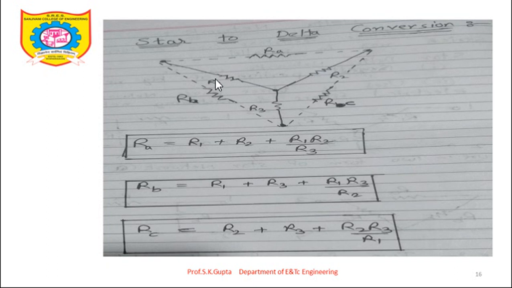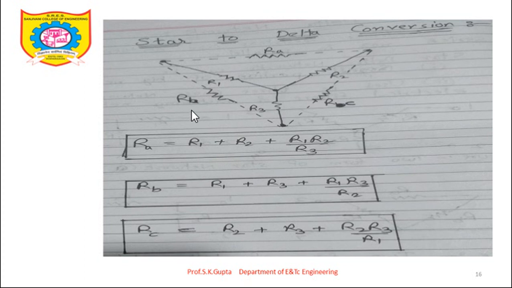Now first of all we will calculate the value of RA. So RA calculation is also simple. Near to RA, you can see we have R1 here, R2 here. So add these two, R1 plus R2 plus their product R1 into R2 divided by the remaining element of the star network, which is R3. So I can say sum R1 plus R2 plus product R1 into R2 divided by remaining. So sum plus product divided by remaining.